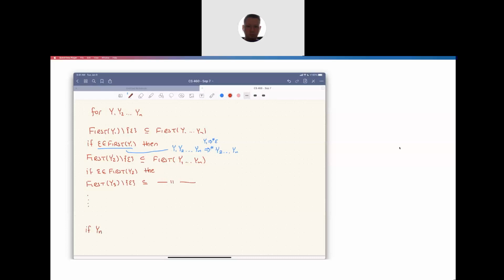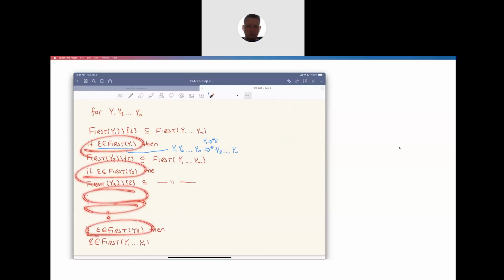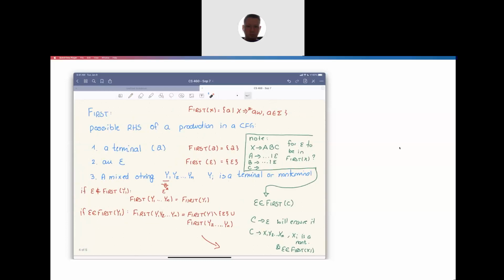If epsilon is in the first of yn, then epsilon is in the first of all of it. So only if I have epsilon in y1, y2, y3, y4, etc., and yn do I get epsilon in the very last one. So we got to be careful when we have this situation here.